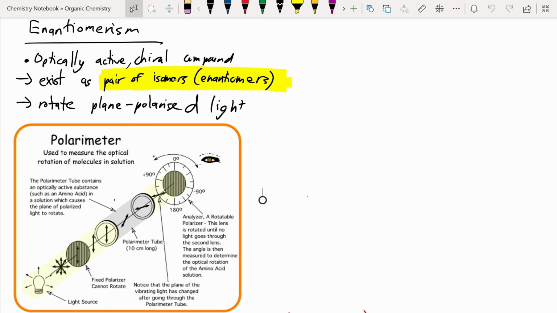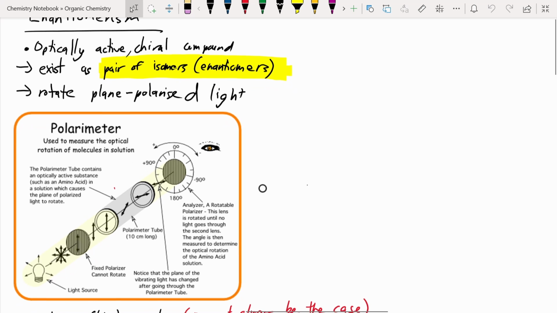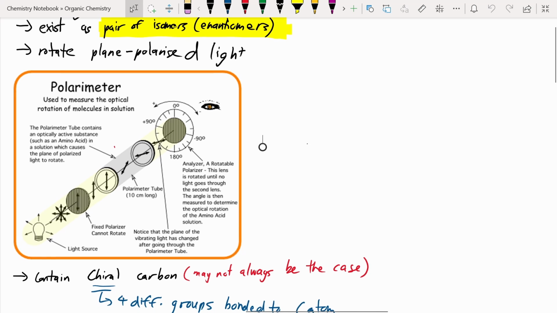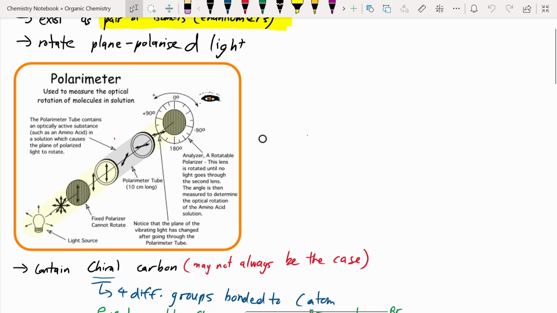In this video, we're going to be talking about enantiomerism. So enantiomerism involves optically active chiral compounds, which exist as a pair of isomers called enantiomers. Okay, and then they rotate plane polarized light.